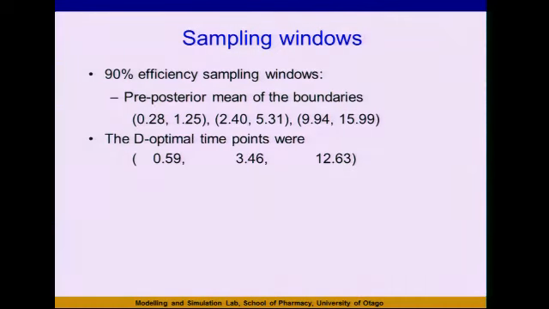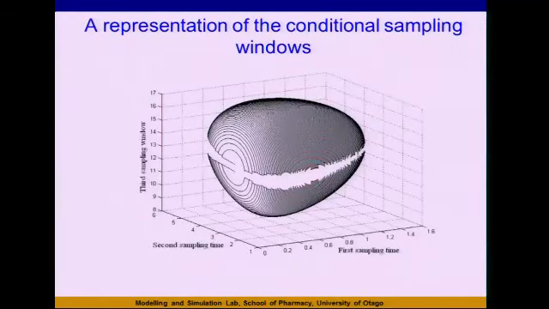So the 90% efficiency sampling windows were these windows here around this time. You can see A, the fact that they are asymmetric. You can see B, the fact that they're time sensitive. So this window here is bigger than this window here, etc. This is what you expect to see. There's nothing remarkable about this.